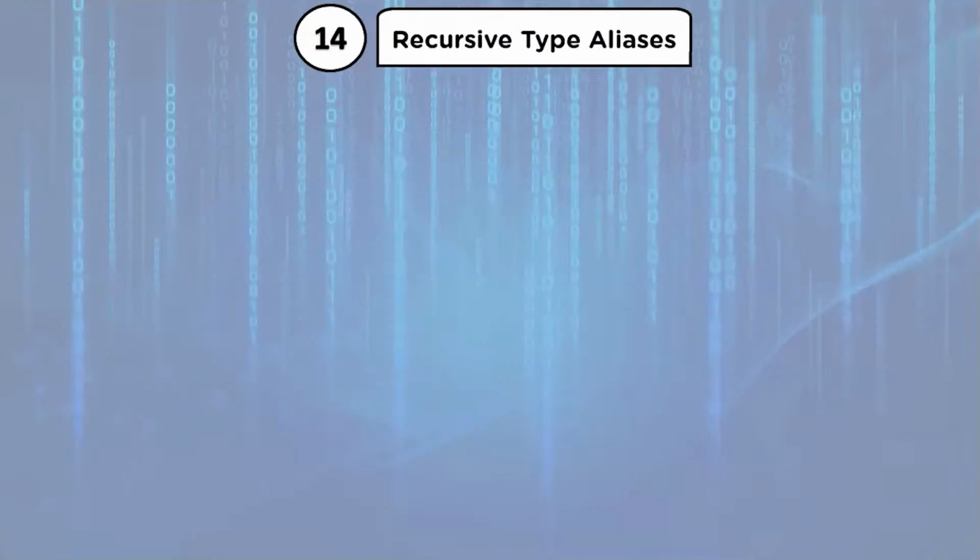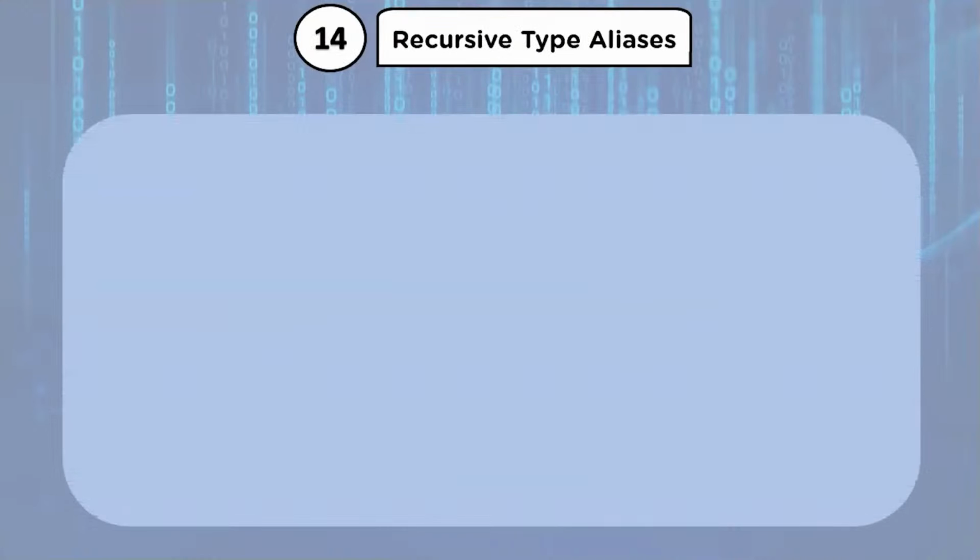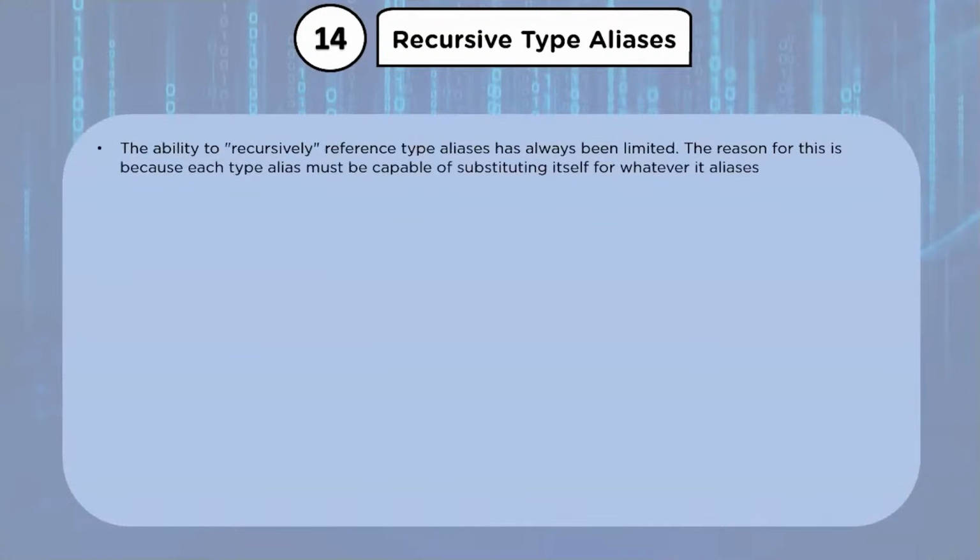And lastly, we have recursive type aliases. The ability to recursively reference type aliases has been limited. The reason for which is that each type alias must be capable of substituting itself for whatever it aliases. Because this isn't always possible, the compiler rejects some recursive aliases. Interfaces can be recursive, but their expressiveness is limited, and type aliases cannot. That involves combining the two, creating a type alias and extracting the type's recursive operations into interfaces.